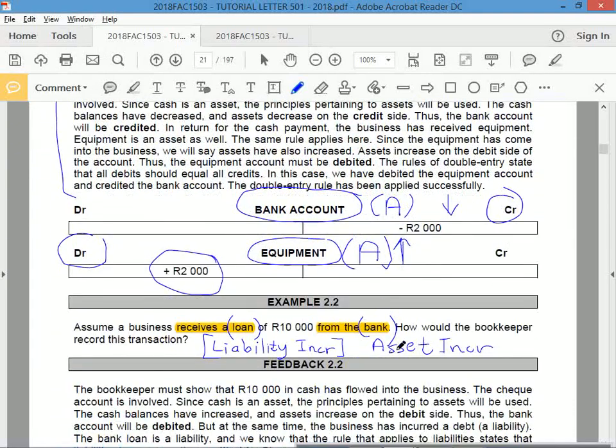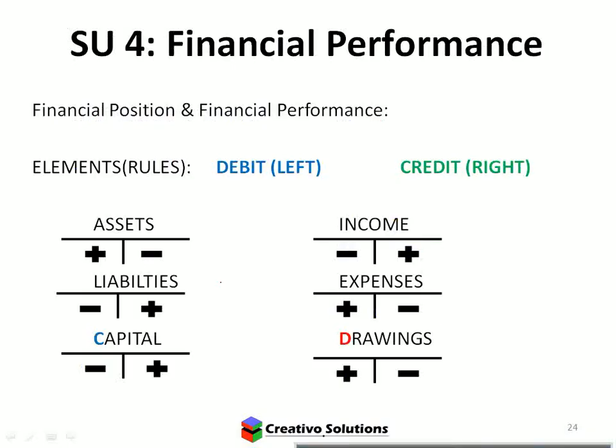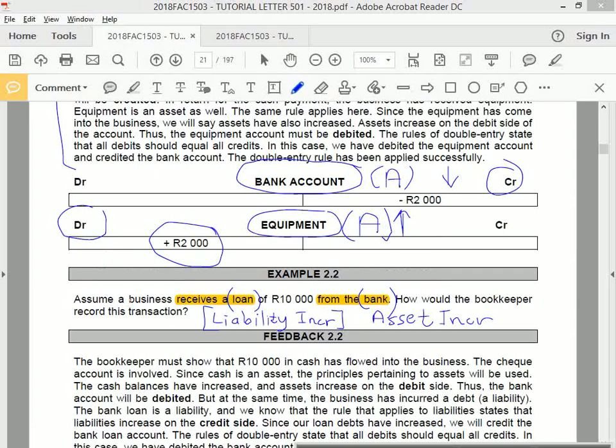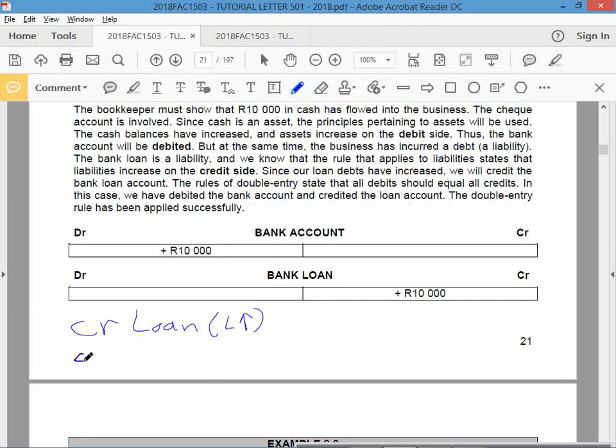So let's go back. Asset increase. Where does an asset increase? Here. Debit side. So what do I write down for this one? Debit, bank, asset, increase, and that's it. Now you've done your working. So now you can see where this came from. So the answer here, bank account, if you want to add to the answer, just do this. Liability, increase. That tells you why they've done what they've done.